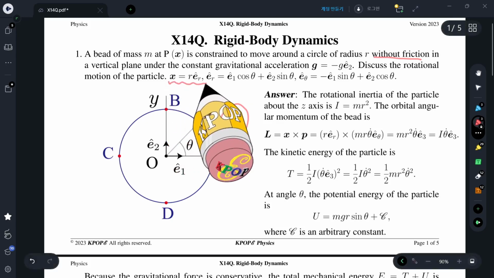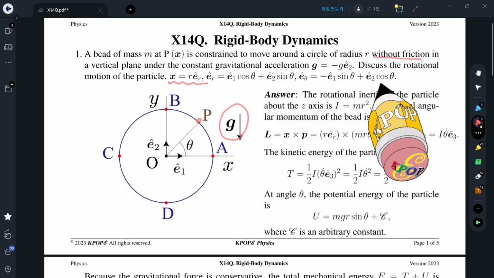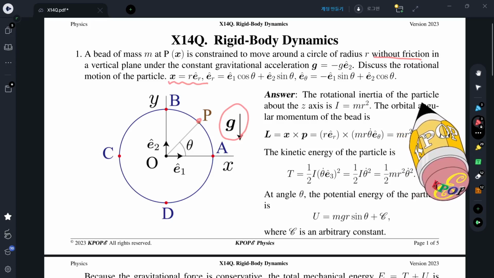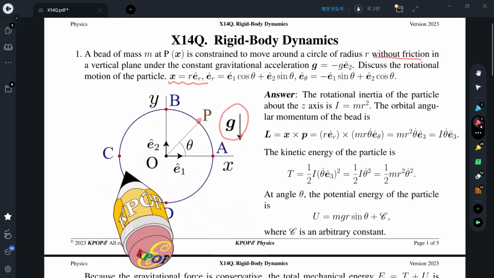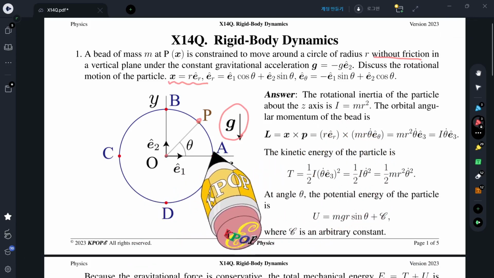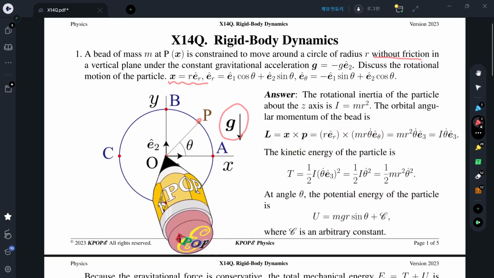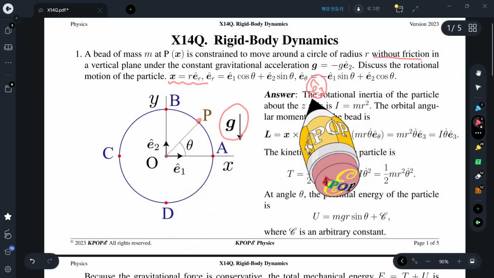The position vector is e_r hat, that is a unit radial vector, and the unit tangential vector is written like that. The rotational inertia of the particle about the z-axis. First of all, the axis of rotation is about the z-axis. That is not shown here. It is coming out of the page. And the z-axis, or e3 hat, is the axis of rotation.